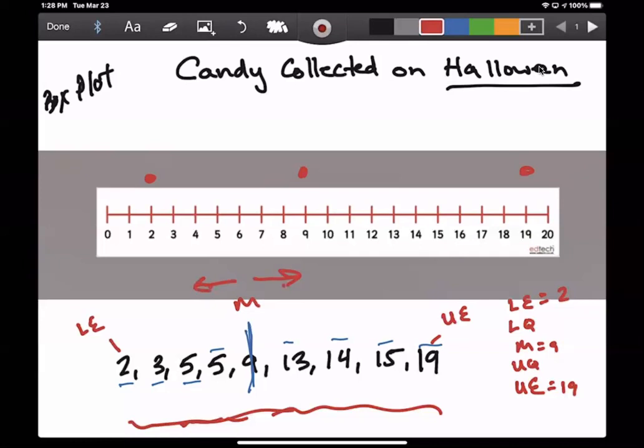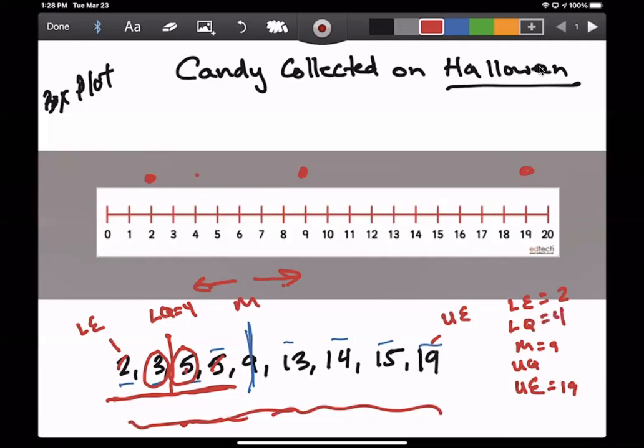To find my lower quartile, I find the median of the lower part. So I cross out the smallest, the biggest, and I'm left with 3 and 5. My lower quartile is going to be the number that's right in the middle there, and right in the middle of 3 and 5 I know is 4. I can also do that by adding those up: 5 plus 3 equals 8, and dividing it by 2, I get 4. So I know my lower quartile is 4.